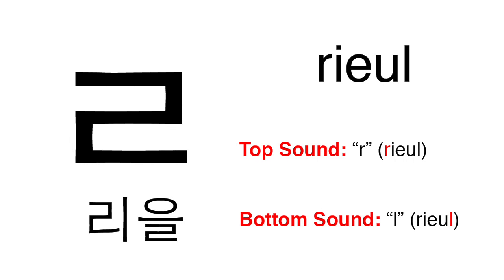L, you don't curl it at all. You put it against your upper teeth. L. But Rieul is like in the middle. You curl it slightly. You don't put it against the upper teeth. So it's a bit complicated for me to explain because you can't see it inside my mouth. But it's pretty hard, so you're gonna have to practice this a lot.